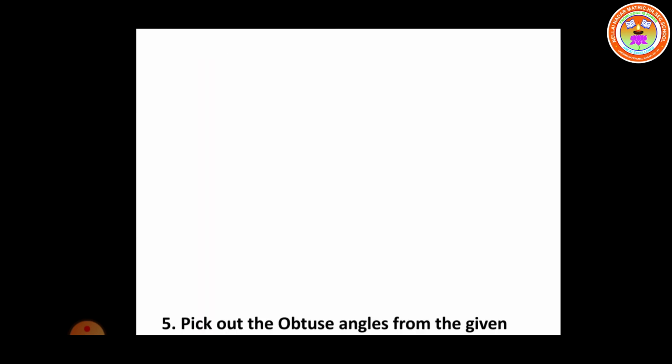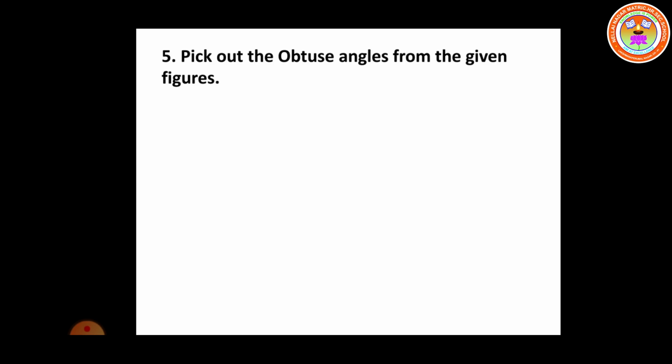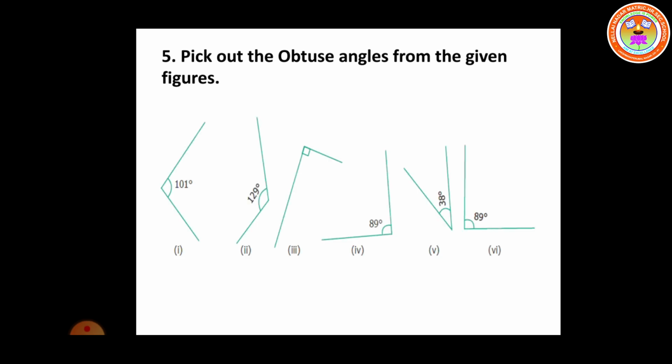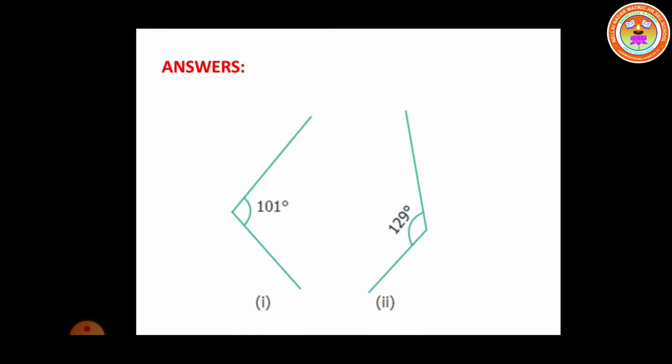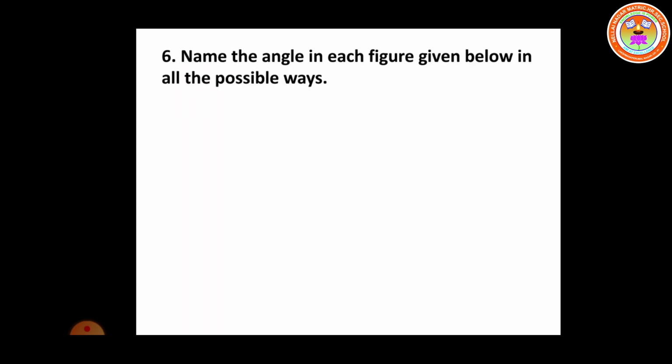Let us move to the next one. Pick out the obtuse angles from the given figures. Obtuse angle means more than 90 degrees. So see the diagram. Which ones have more than 90 degrees? First one and the second one. The remaining are not more than 90 degrees. So your answer is first one and second one. Let us move to the next one.